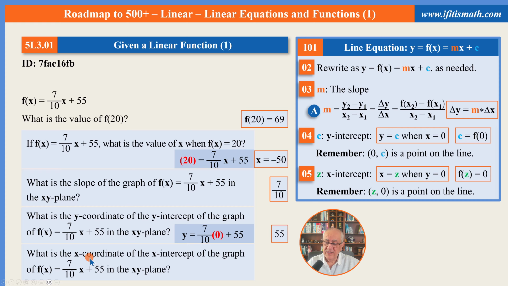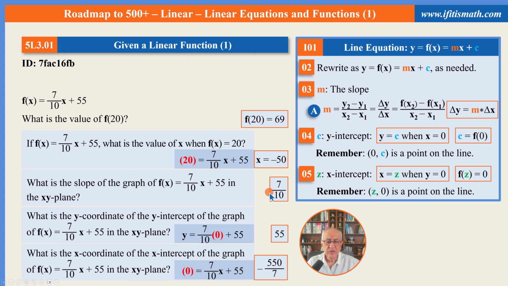Finally here, what is the x-coordinate of the x-intercept of the graph? Okay, here we have the definition. The x-intercept is the value of x when y equals 0. So all we need to do is rewrite the equation, put y equals 0, and solve for x. And when we do that, we end up with this answer.